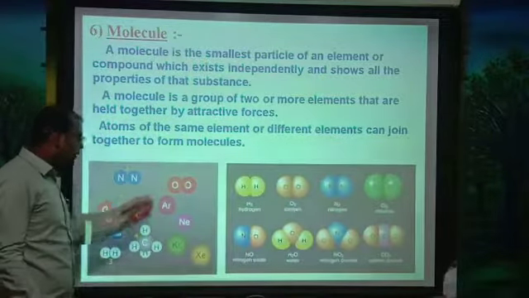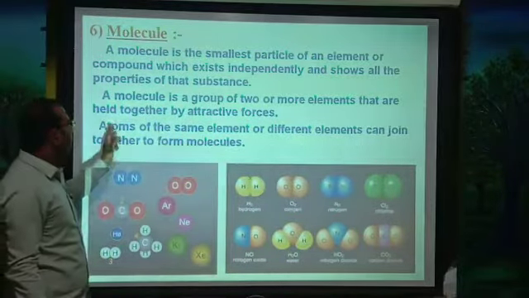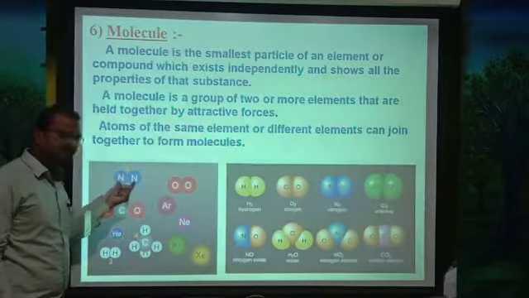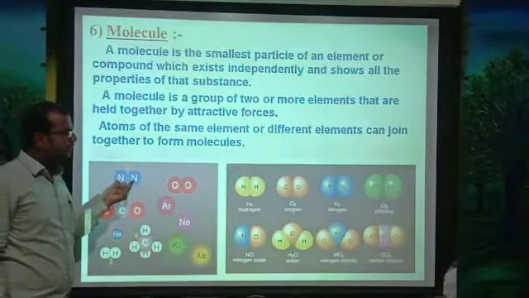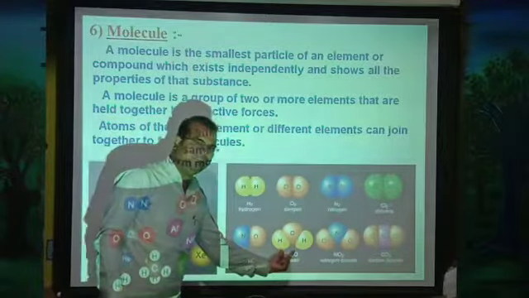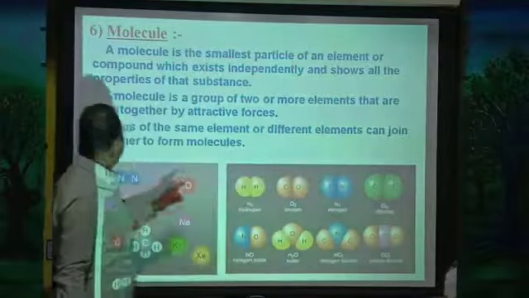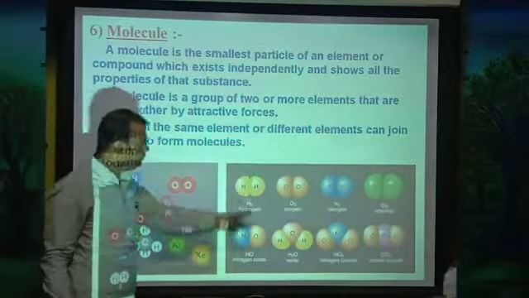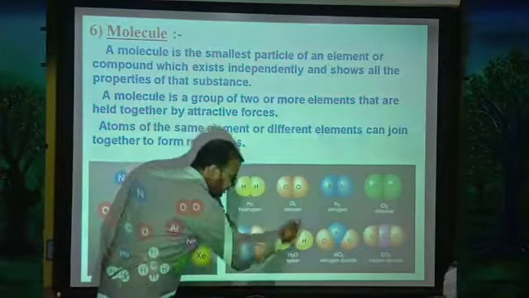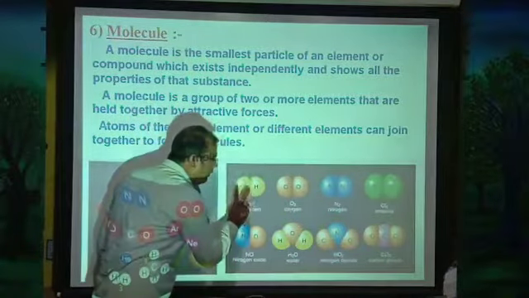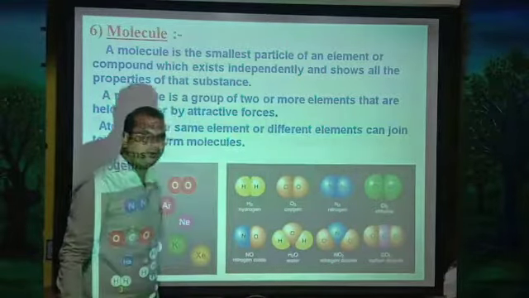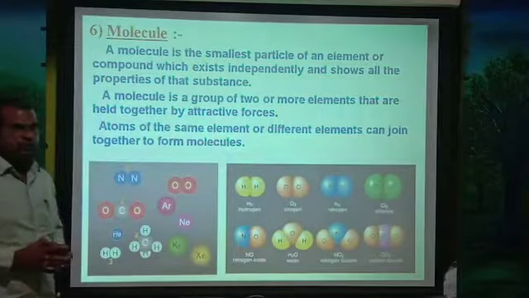One molecule. Here it is, the molecule. What is a molecule? Atoms of the same element or different elements can join together to form a molecule. So this is also one molecule. This is also one molecule, and this is also one molecule. Here you just see the same atoms, but here you have different atoms of different elements. So this is called a molecule.